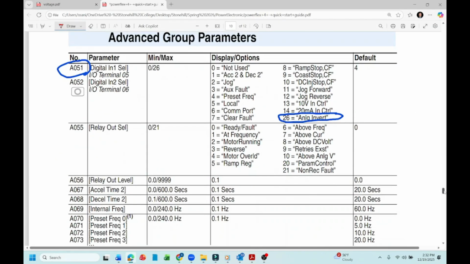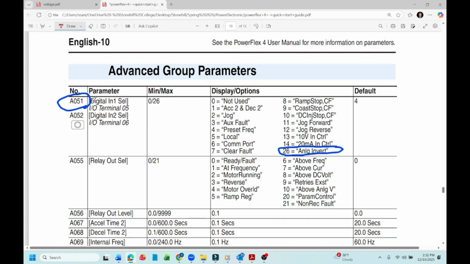And the second thing, as I mentioned, is parameter A051. If you want to reverse that, so that 4 milliamp gives you the maximum and 20 milliamp gives you the minimum, you should go to A051 and change that to 26. Okay, so let's go to the training side, wire that, and see how it works.